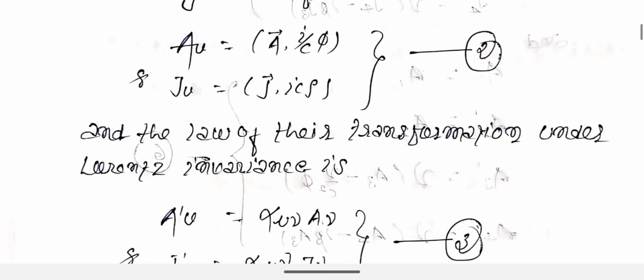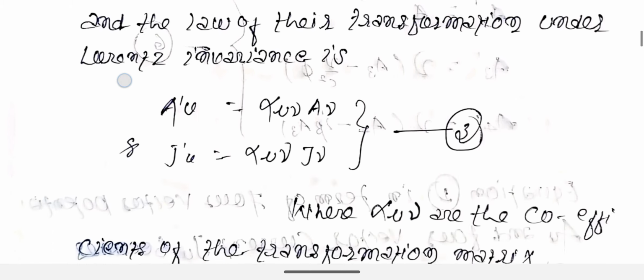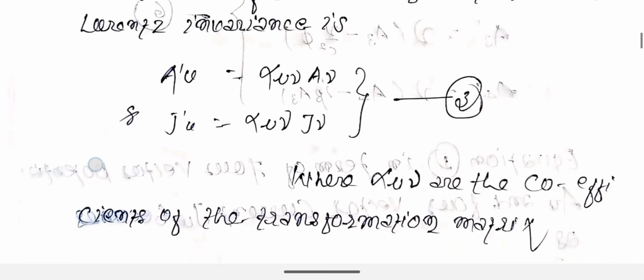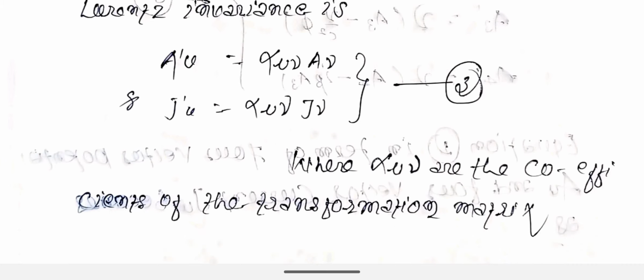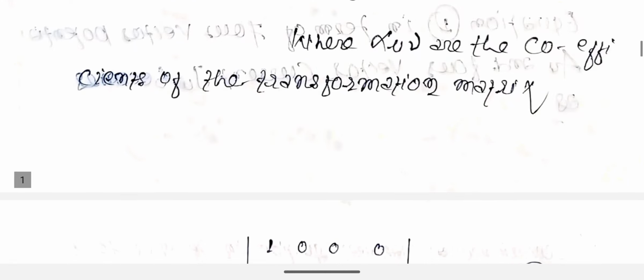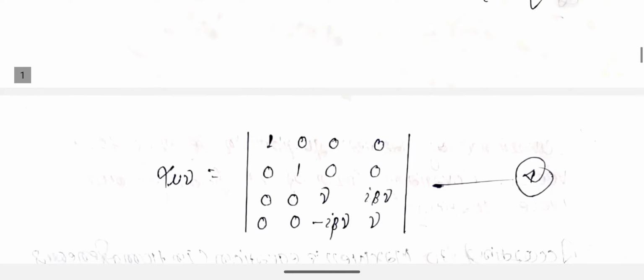A mu is equal to (A vector, i by c phi), J mu is equal to (J vector, i rho c). This is equation 2, friends. And the law of their transformation, which undergoes invariance, is A dash mu is equal to alpha mu nu A nu, J dash mu is equal to alpha mu nu J nu. This is equation 3, friends, where alpha mu nu are the coefficients of the transformation matrix.